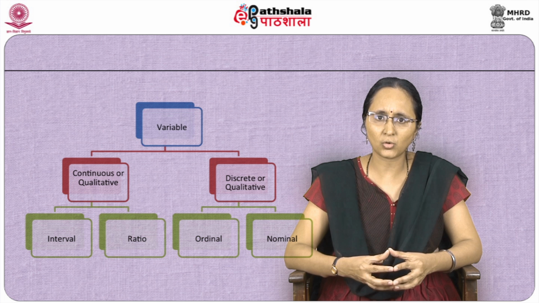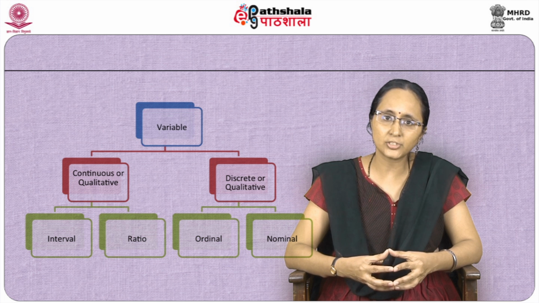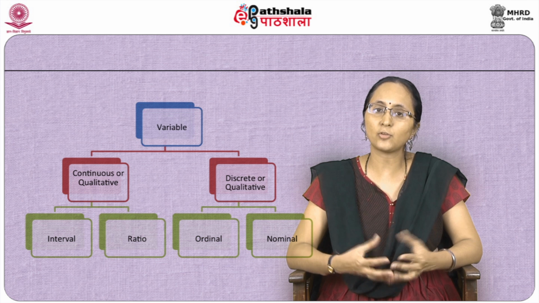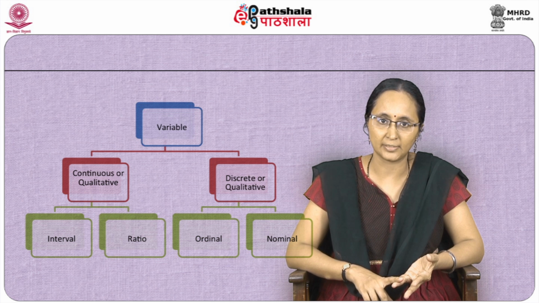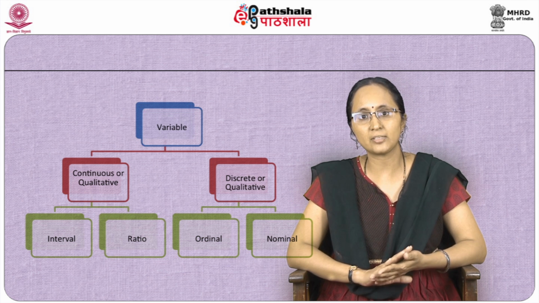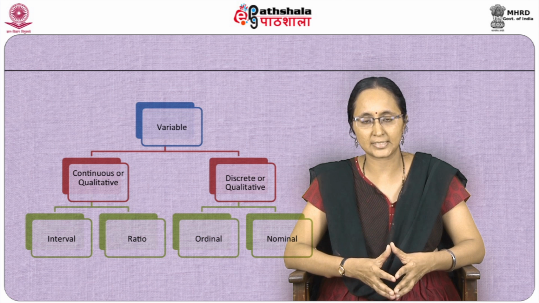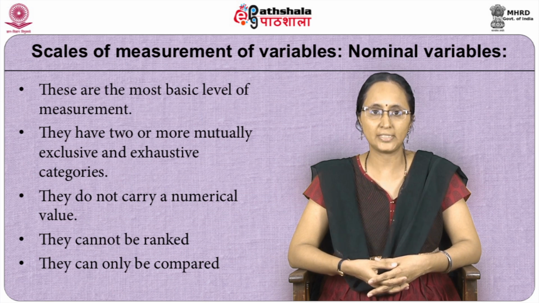As you can see on your screen, variables can be divided into two distinct groups: categorical variables or qualitative variables, and continuous or quantitative variables. Categorical variables are of two types, nominal and ordinal. And continuous variables are again of two types, which are interval and ratio variables. Now, we will discuss each of these.